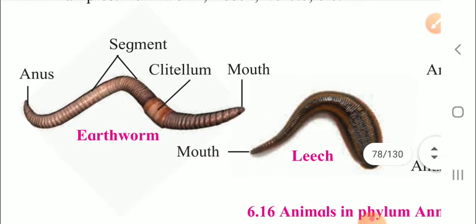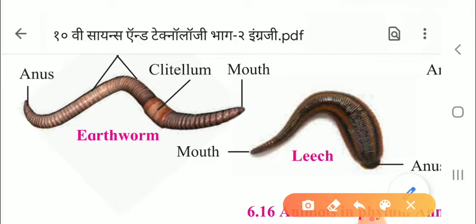Now we can see the figure here, children. This is the earthworm. First of all we see the mouth, then at the end the anus is there, but in between one thick portion is there. This is made up of very thick cuticle. This is called the clitellum. This is a very important feature that you have to learn, that the clitellum is present in the earthworm.